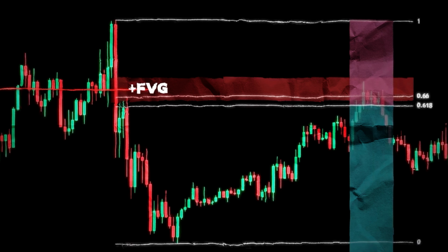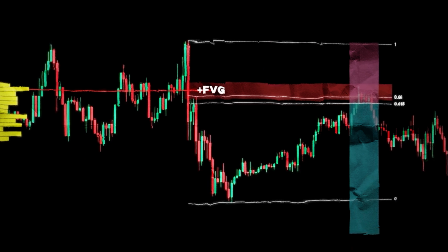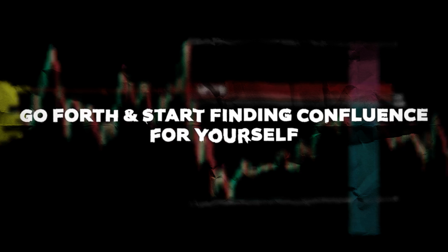We can place a short order here with our stop set above our local highs, and we can just aim for support levels lower. Now that you've got the tools, go forth and start finding confluence for yourself.